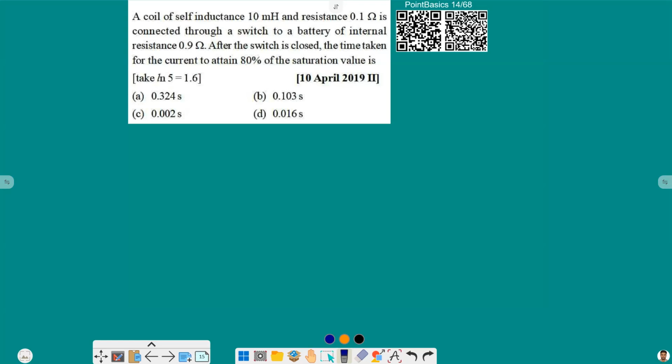A coil of self-inductance 10 millihenry and resistance 0.1 ohm is connected through a switch to a battery of internal resistance 0.9 ohm. So we have a battery of internal resistance 0.9 ohm, an inductor of 10 millihenry, and an additional resistance of 0.1 ohm. The time taken for the current to attain 80% of the saturation value is asked, and we have been given a value of ln 5, that is 1.6.